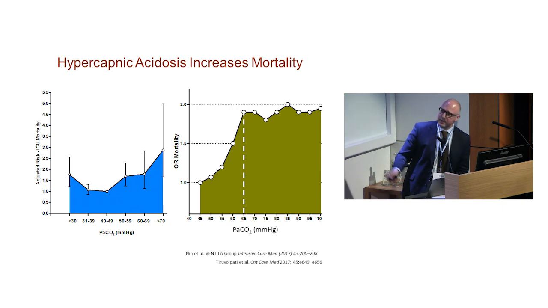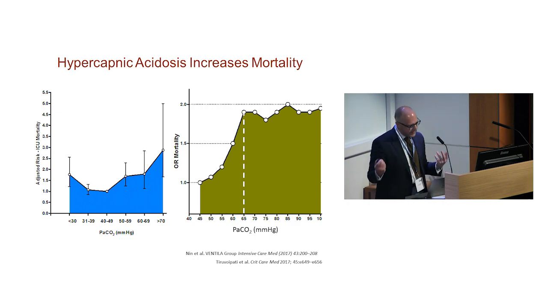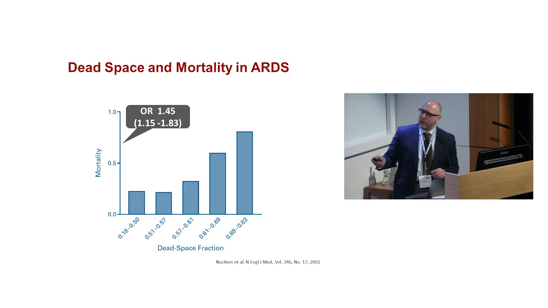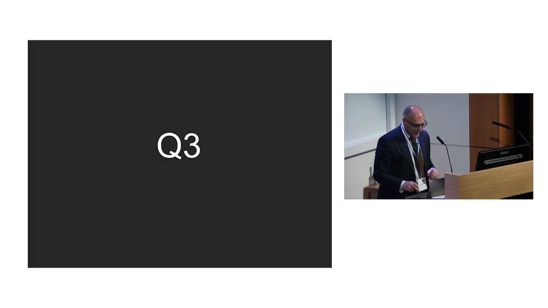So this is important. And this is the same thing when you look at adjusted risk for ICU mortality and hospital mortality. You can see there is almost a dose response. It's quite high at low and becomes higher at high. And there seems to be a sort of an ideal point beyond which the mortality increases, which is 65 millimeters of mercury in this study. And this is an old one. You all know that increasing the dead space will increase mortality.